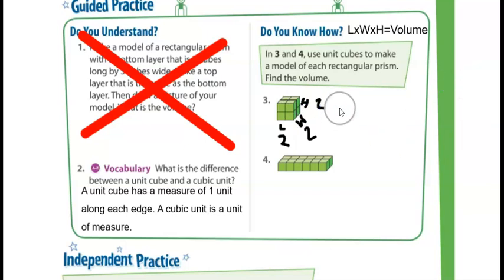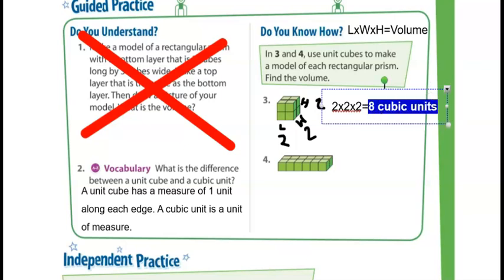So at this point, we're taking our length, which is 2, times our width, which is 2, times our height, which is also 2. And if we take 2 times 2, we know we get 4. And then we take another 2, so 4 times 2, which is going to give us 8. But it's not just 8. We have to make sure that we're using that unit of measure, which would be cubic units. So our answer for number 3 is going to be 8 cubic units.